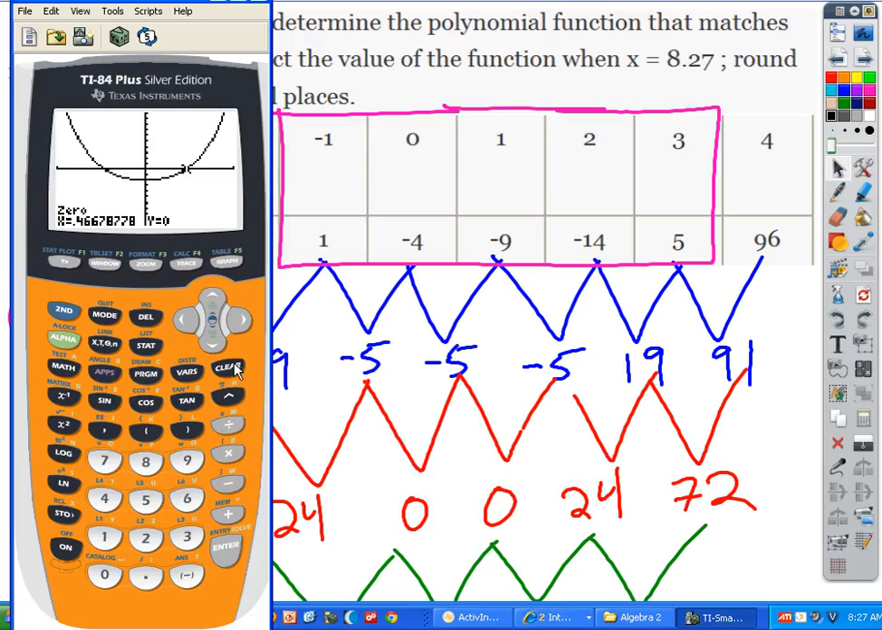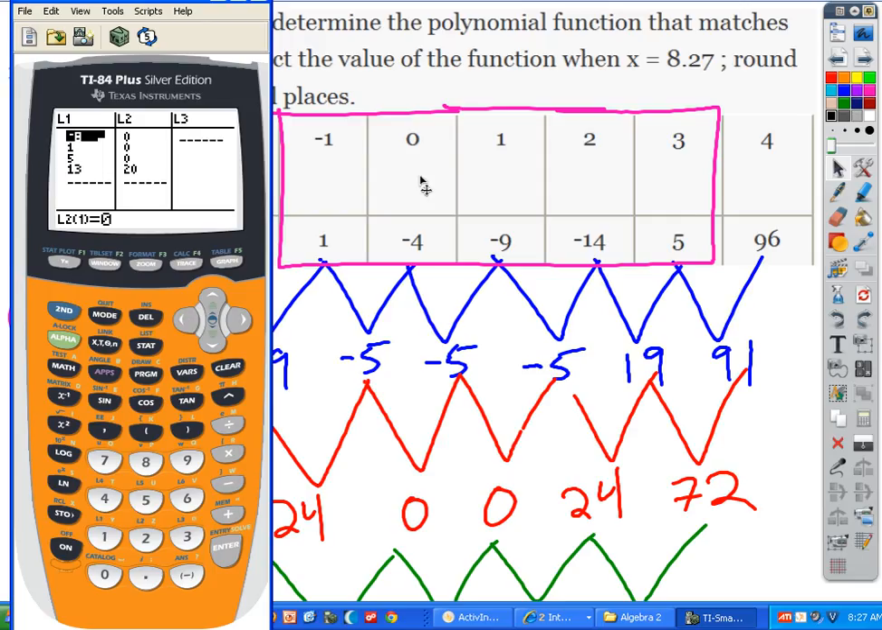Okay. Y values 1, -4, 14 and 5. Okay? So we got them in there. Now what? Got it. Okay, so we got to go stat, calculate menu, and then we're going to go to the very bottom. Remember, these go in order. Linear is first degree, quadratic is second degree, cubic is third degree, quartic is fourth degree. So we're going to choose 7.